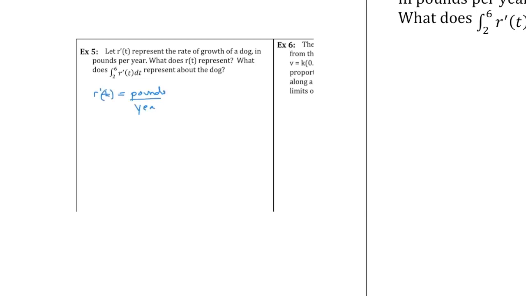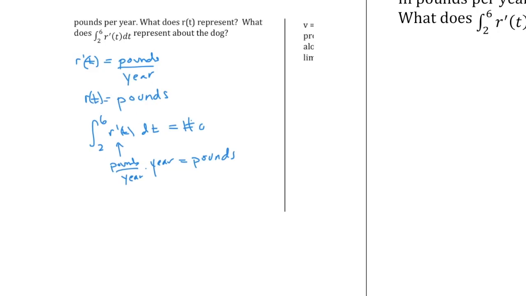For example 5, you're asked to find, let r prime of t be the rate of growth of a dog. So if you were to let r prime of t equal pounds per year and integrate pounds per year, you're going to get pounds. So when you integrate from 2 to 6, that's going to be the number of pounds that your dog has grown between the ages 2 and 6.